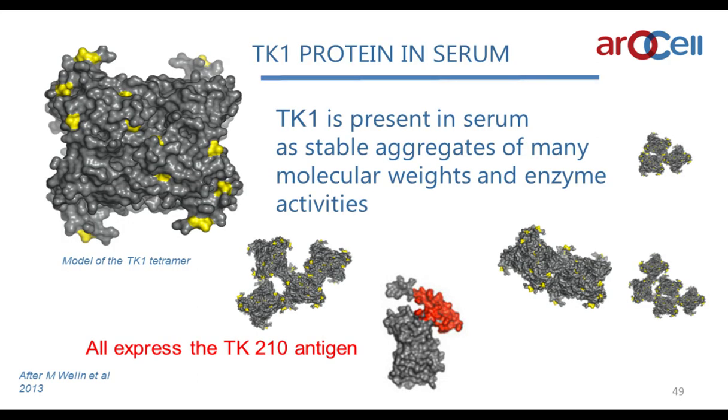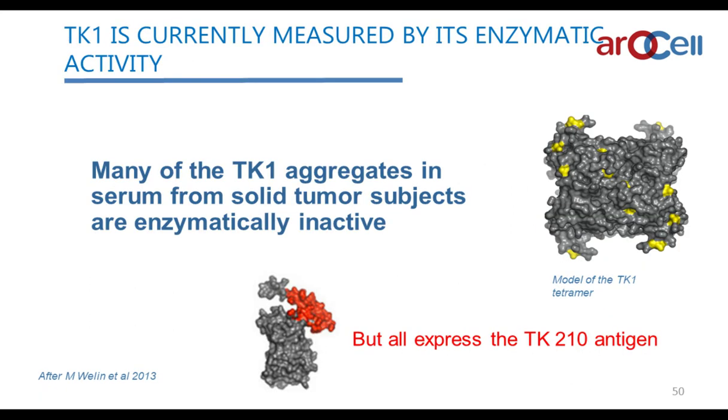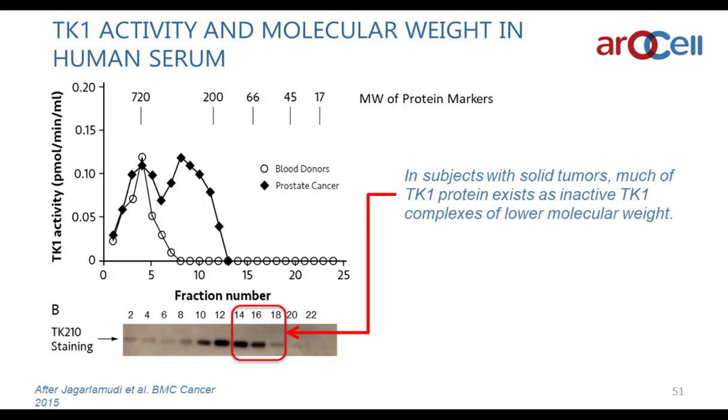And the reason this goes back to the fact that in serum, TK1 circulates as complexes with different molecular weights and different enzyme activities, but they all express the TK210 antigen. And more than that, many of the TK1 aggregates in serum from solid tumor subjects are enzymatically inactive, but they all express the TK210 antigen. This can be shown here in a subject with prostate cancer.